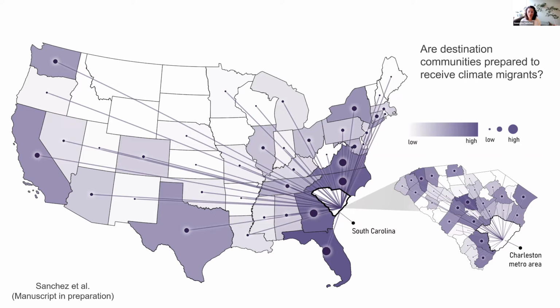But they could also relocate as far west as Washington State or California, Oregon, as you can see in the visualization.